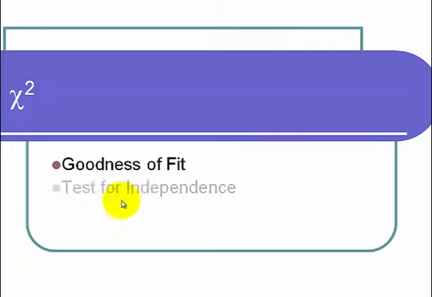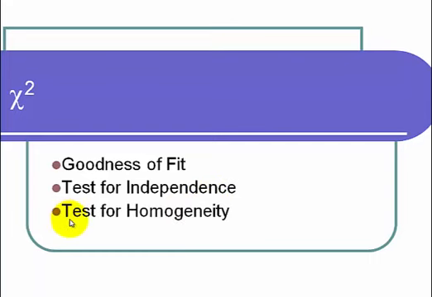The second test we'll be looking at is the chi-squared test for independence, which tests to find out whether two different categories are independent of each other. And then finally, we're going to be looking at what's called the test for homogeneity, which tests to find out whether two different unknown populations have the same distribution as each other.